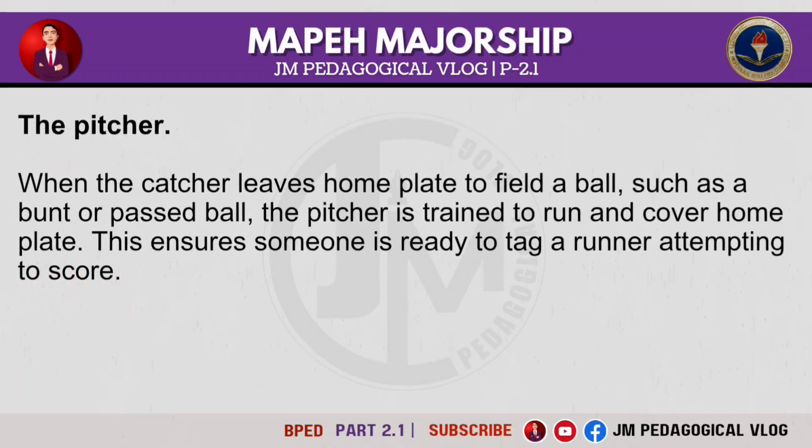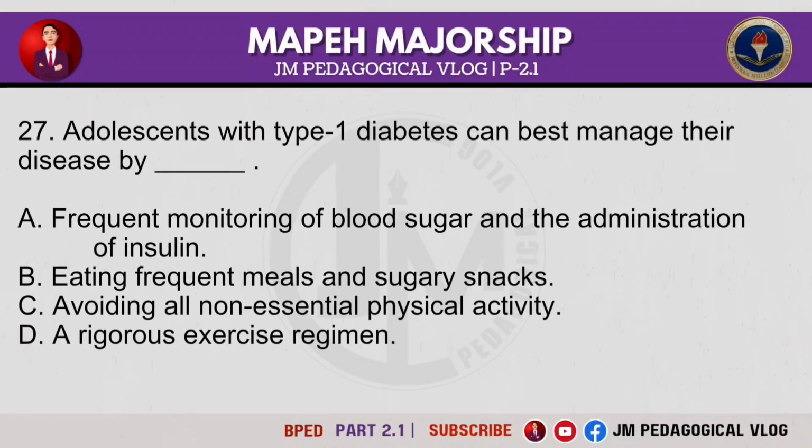The pitcher. When the catcher leaves home plate to field a ball, such as a bunt or passed ball, the pitcher is trained to run and cover home plate. This ensures someone is ready to tag a runner attempting to score.